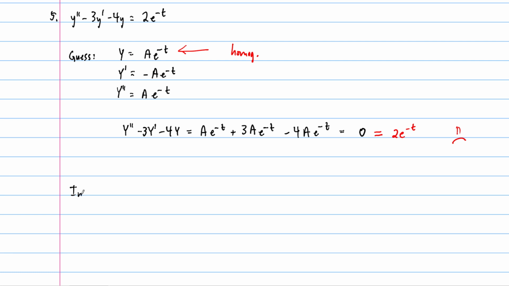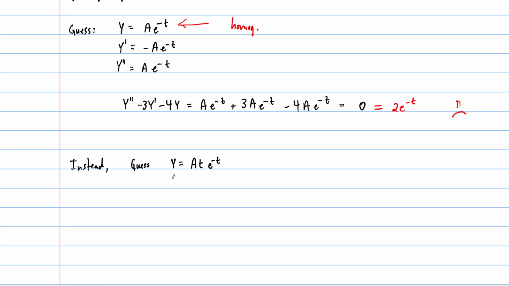So instead, what we do is we guess the following. So we guess that y is going to be equal to a, unknown constant still, times t e to the minus t. Essentially what I did was I took our guess and I multiplied by t. Okay, I multiplied by t. All right, so now let's check this. Let's see if this works.